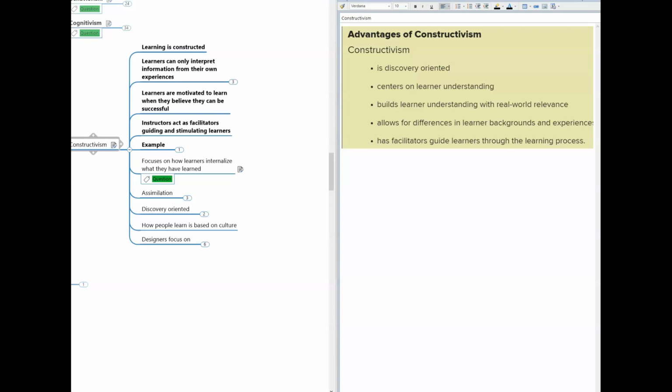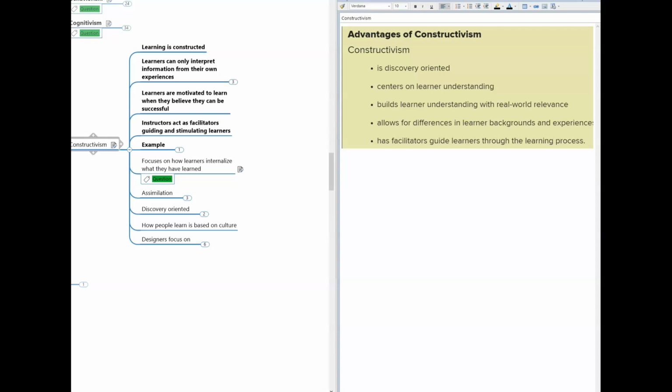The advantages of constructivism are it's discovery-oriented, it centers on the learner's understanding, it builds learner understanding with real-world relevance, it allows for differences in learning backgrounds and experiences, and it has facilitators guide the learners through the learning process.